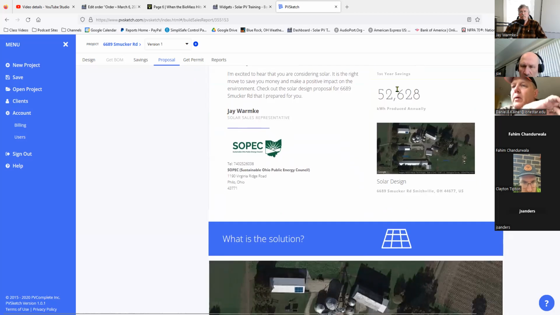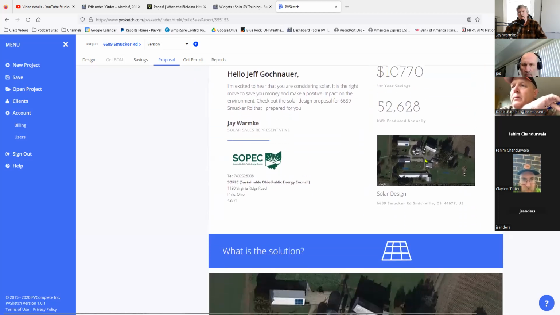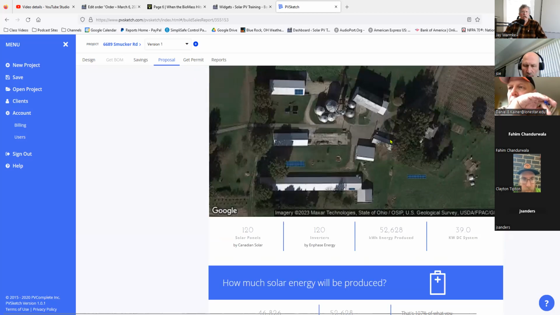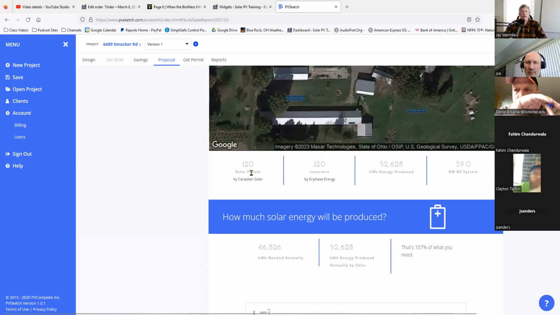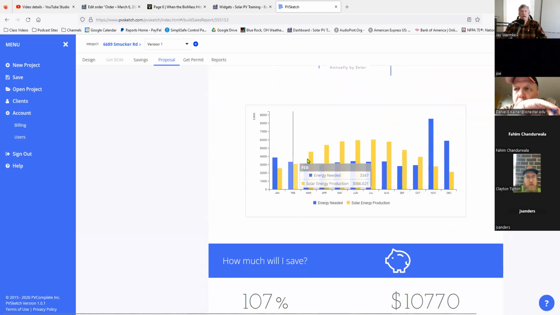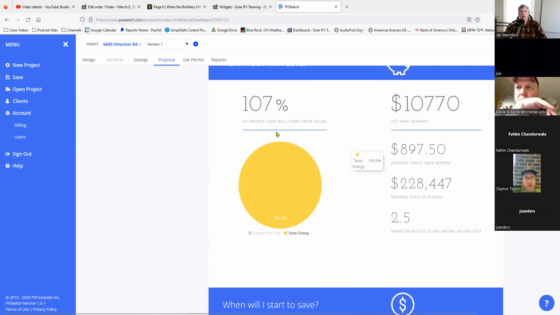So this will show, you can get the proposal. It'll show you the design, where the arrays are going to be on the site. It'll tell you how many panels, how many inverters, what the annual production is. If you plug in their utility bills, it'll show you how it's generating versus what it's producing. It'll tell you how much of the use that particular design will generate, tell you some average savings. This particular unit, it's saying, is a 2.5-year payback based on energy production.